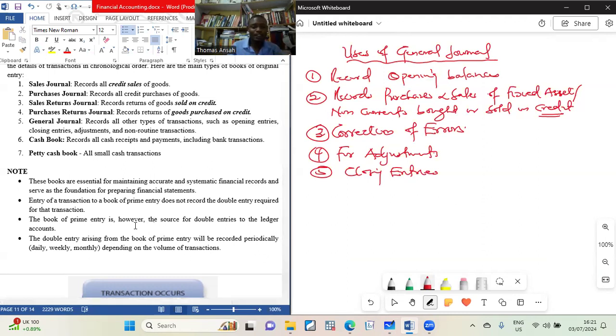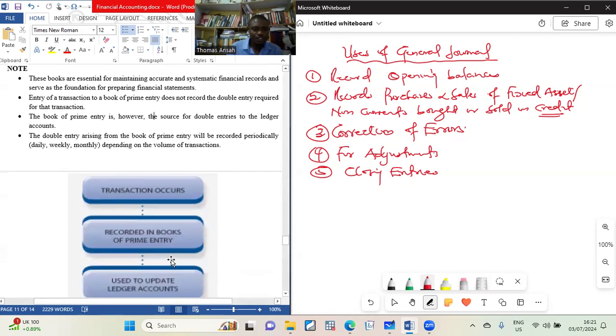It is, however, the source document for every debit and credit. So that's why in the process, you see that after the day books, we now go and do the ledger, because the ledger is where the double entry comes from. All right. So from here, we pick it on, then we start learning the double entry principles. So the double entry arising from the prime book will be recorded periodically, daily or monthly, depending on the volume of transactions. All right. So that is that.